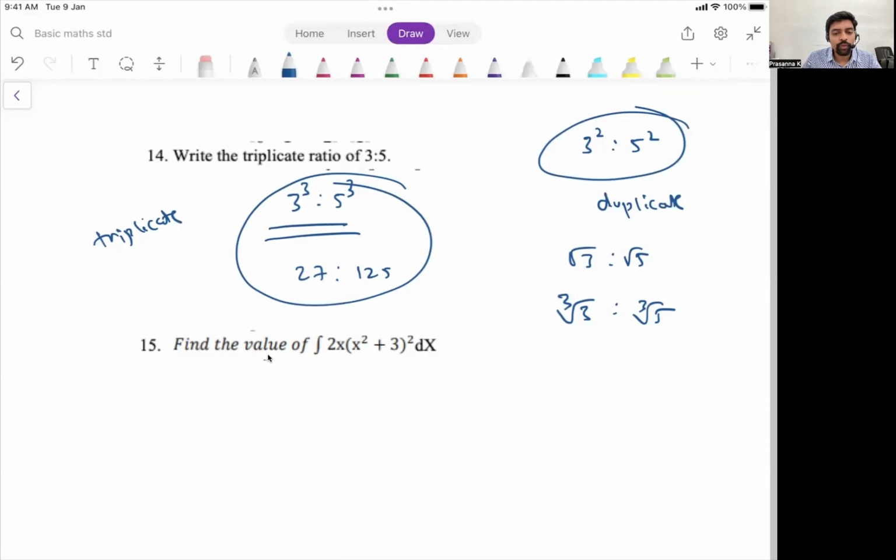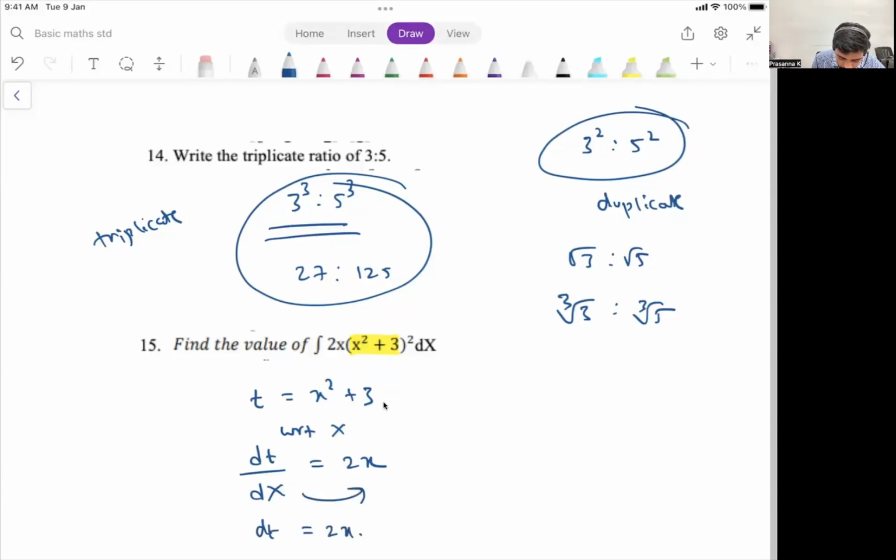Then 15th question. This is very easy. Find the value of integration of 2x into (x square plus 3) whole to the power 2. Now look at this equation, x square plus 3. Differentiation of x square is 2x and differentiation of 3 is 0. So when we differentiate x square plus 3, we get 2x. All right. So I will assume that let the value of t be x square plus 3. Now differentiate this with respect to x. So dt by dx: differentiation of x square is 2x and of 3 is 0. Therefore, cross multiplying, dt equals 2x into dx.